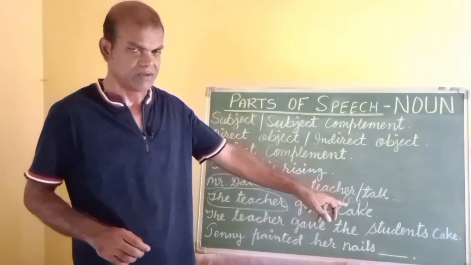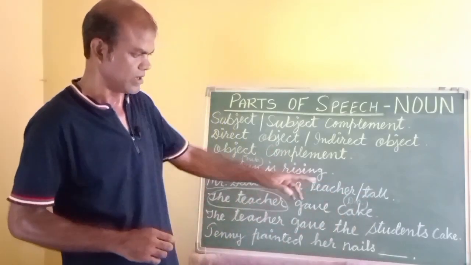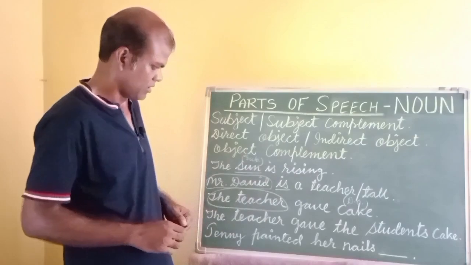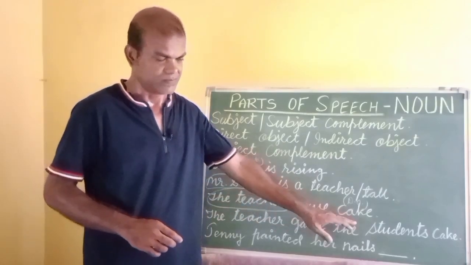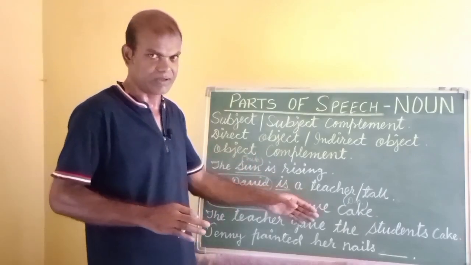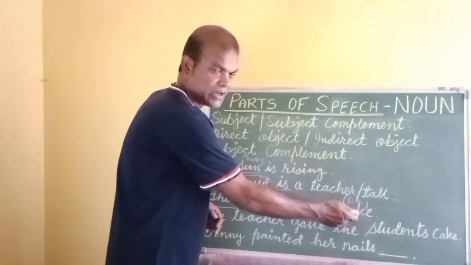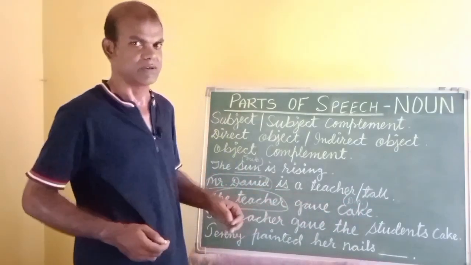Now the cake is the direct object. Okay, I wrote D. D means direct, and O for object, direct object. The teacher gave cake. So it is understood, a complete sentence. This is the direct object receiving the verb. The direct object is receiving the verb gave.